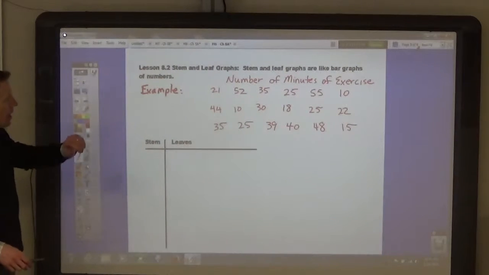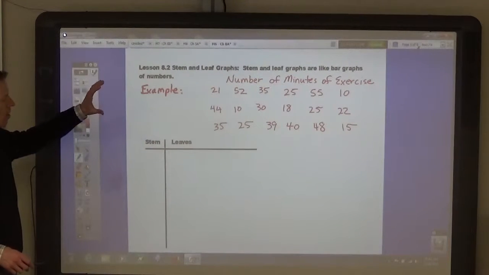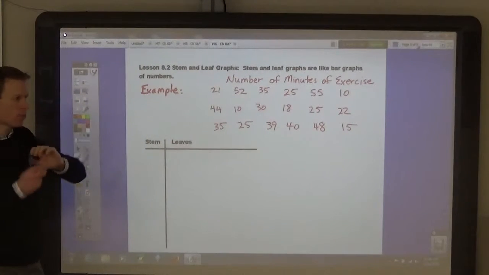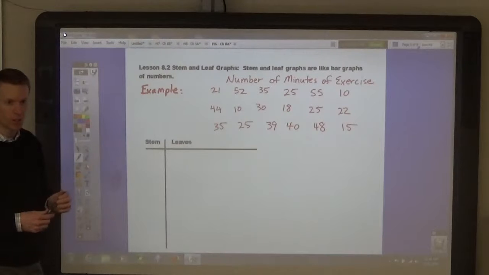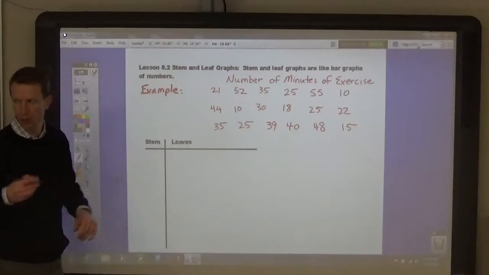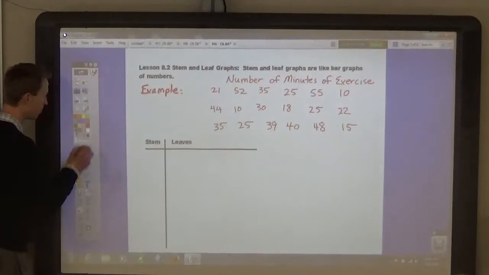And it helps you to figure out what the median is, where the middle is, and the mode. You can easily find the mode looking at a stem and leaf graph. So let me first show you how to set it up, okay?